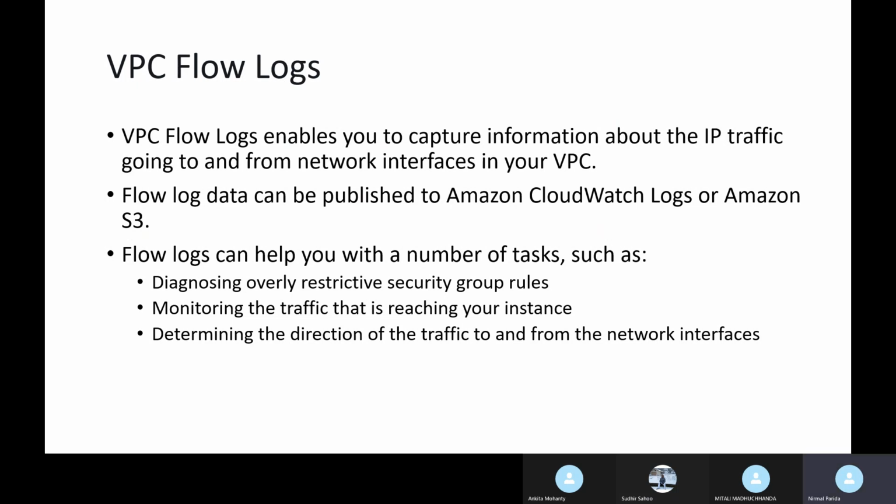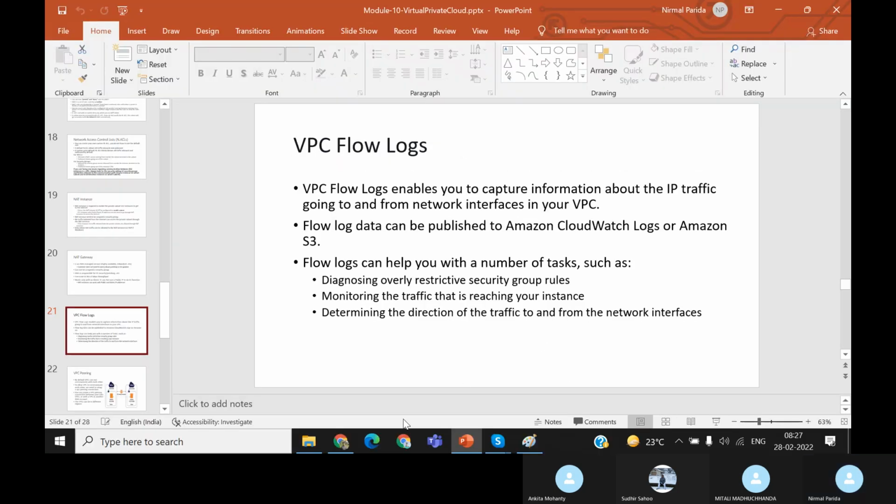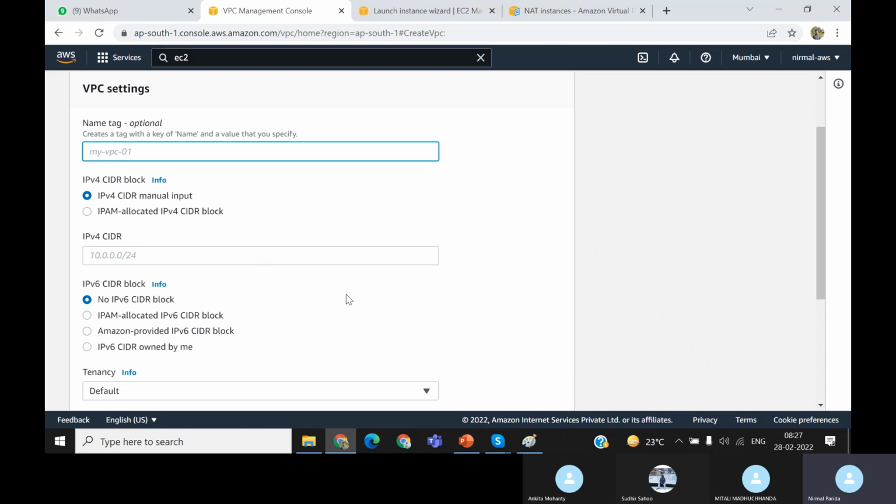Flow logs can help you with a number of tasks, such as diagnosing overly restrictive security group rules, monitoring the traffic that is reaching your instance, or determining the direction of the traffic to and from the network interfaces. So basically, to analyze or monitor the traffic to your VPC, you can create flow logs. Let me show you. You can create one flow log.